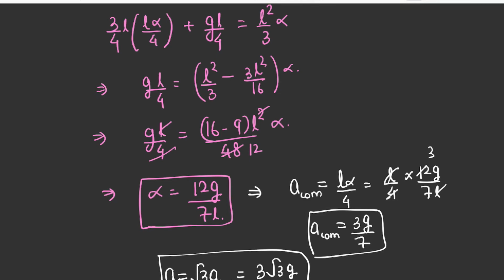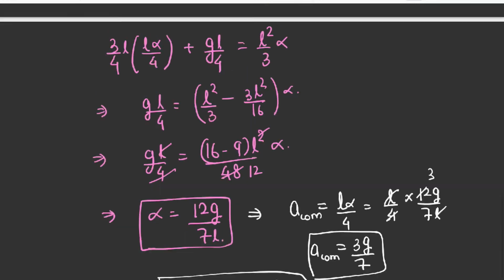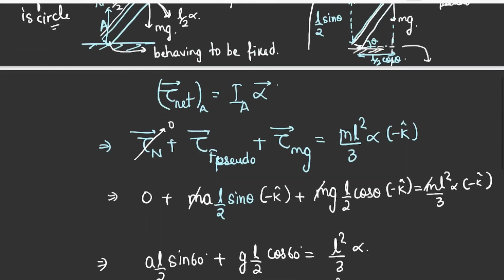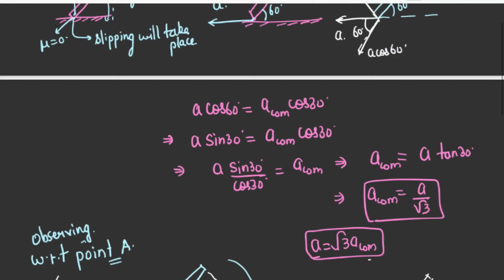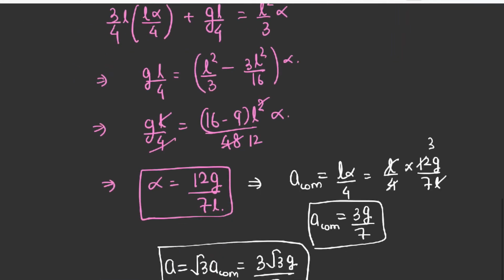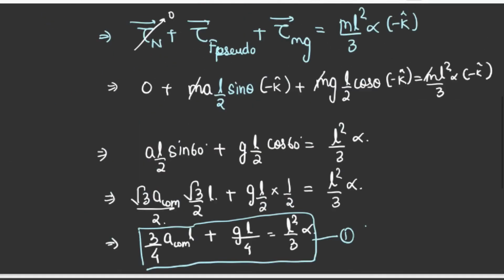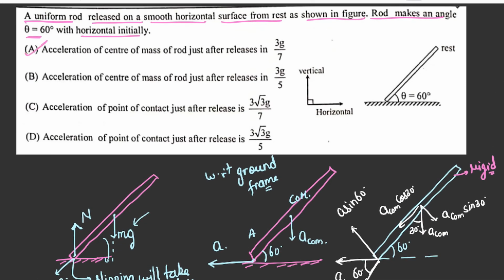Now let's check it out with this concept here. What are the answers to be marked? First, the acceleration of the center of mass of the rod after release is what? 3G by 7. Yes, we have figured it out. Acceleration of the center of mass after release is what? 3G by 7. Yes, so that means the answer comes out to be 3G by 7. Very good.